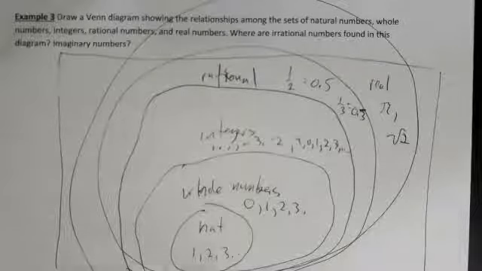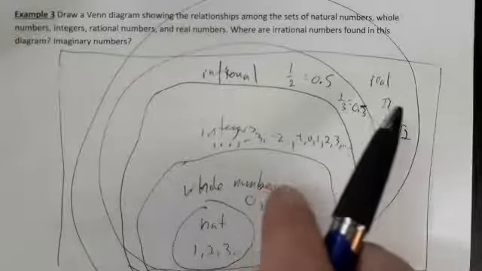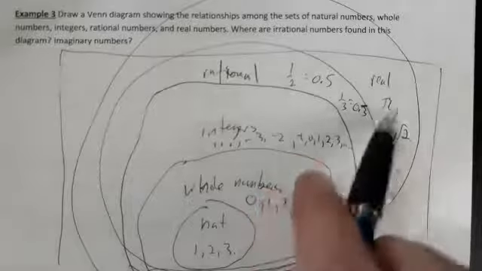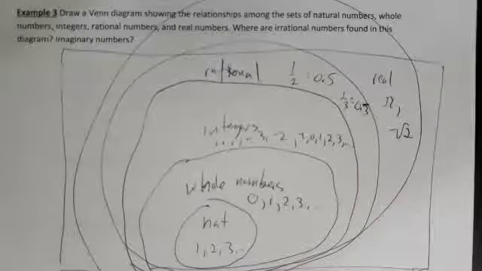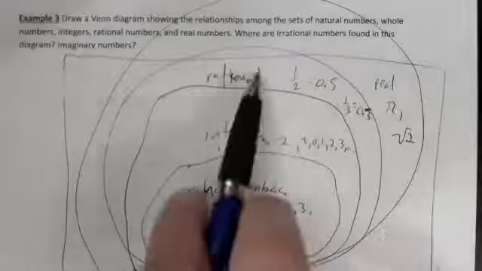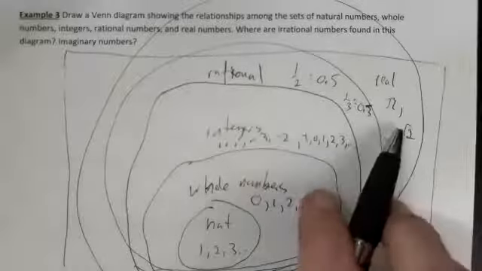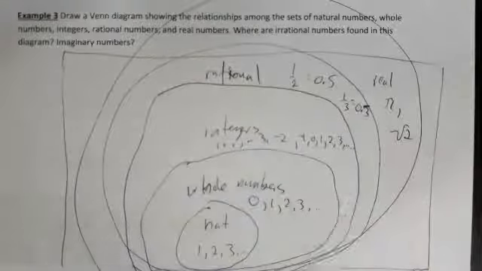So where are irrational numbers? I kind of gave that away when I defined real numbers. So there you go. Irrational numbers would be over here in the real numbers. And so real numbers would include rational numbers, integers, whole numbers, and natural numbers, right? We're just adding things like this to the set, is what I'm saying.